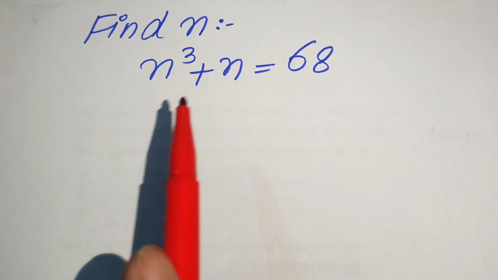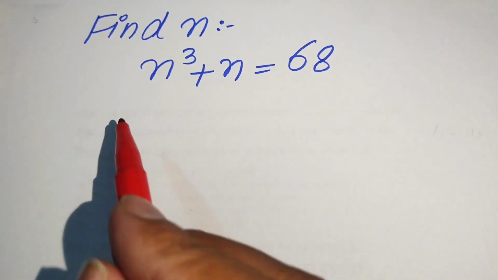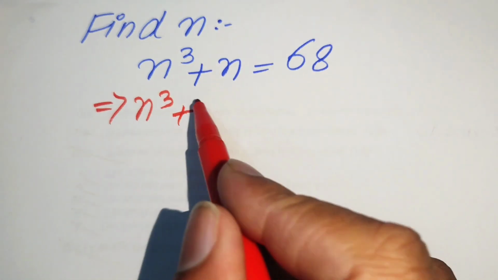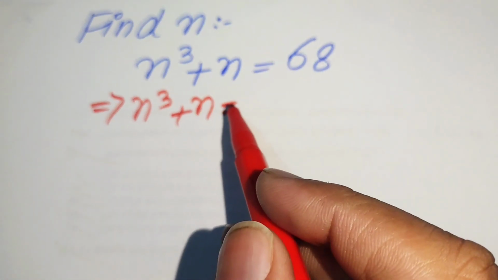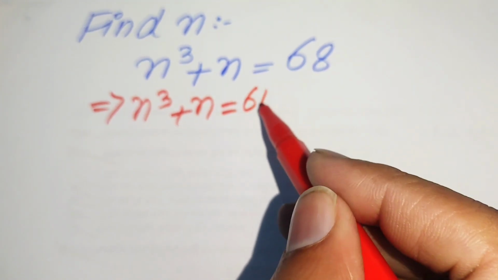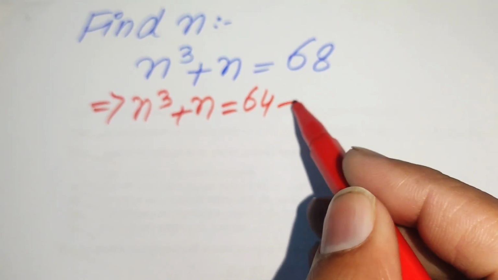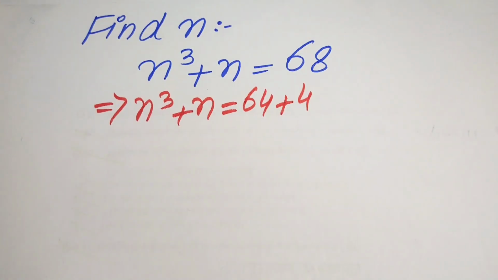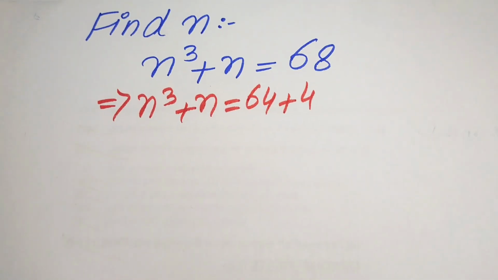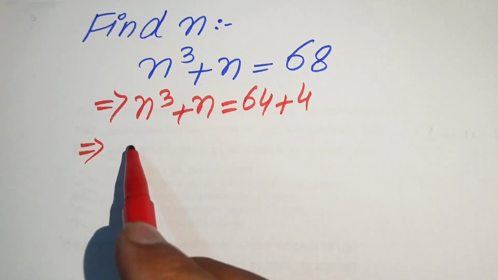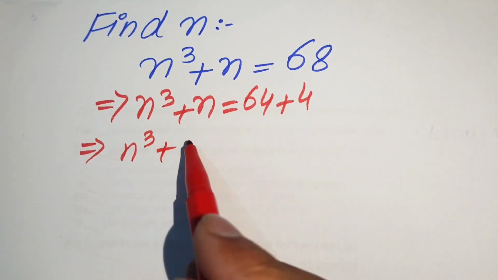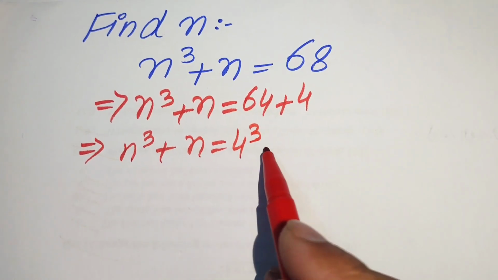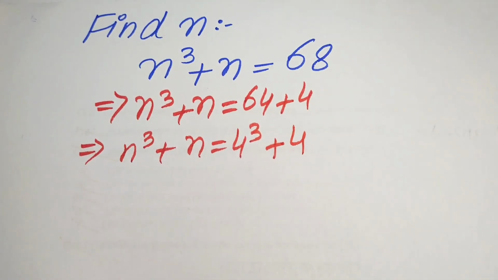First we focus on the right hand side, which is 68, and we write it as 64 plus 4. You know that 64 plus 4 becomes 68. Now in the next step, again we focus on the right hand side, and we write 64 as 4 cubed, plus 4.